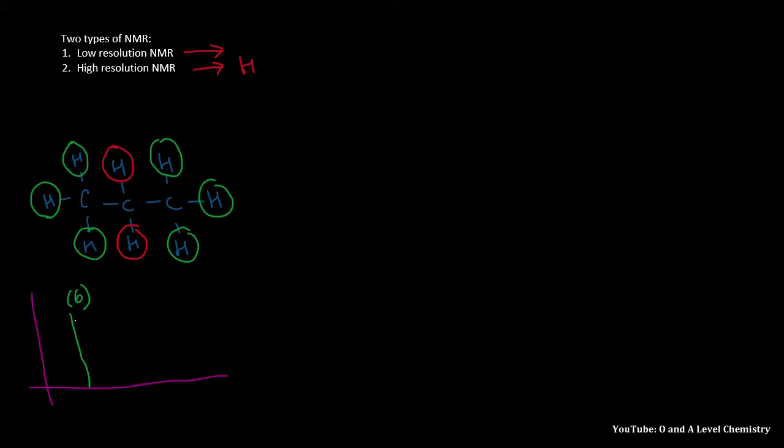So if this is 6, 1/3 of that is gonna be this. So this height is gonna be 2. The red peak was caused by these 2 hydrogens in this environment, and the green peak was caused by all of these 6 hydrogens in the same environment. So their height is basically telling you how many hydrogens are there in that environment. So let's look at another example.